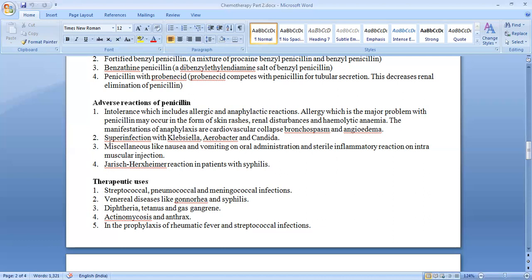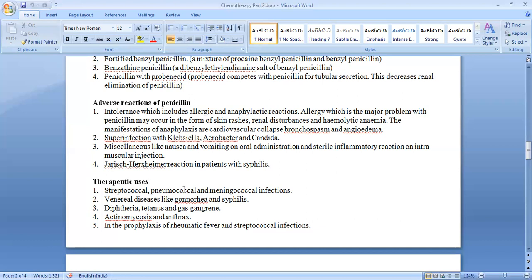Then also some people, when they are given penicillin, the infection they have will get cured, but they may get infected with other organisms like Klebsiella, Aerobacter, and Candida. Some people suffer from miscellaneous adverse effects like nausea and vomiting, or they may have an inflammatory reaction if it is given intramuscularly. And in patients who have syphilis, there is a typical adverse reaction to penicillin, which is called the Jarisch-Herxheimer reaction.